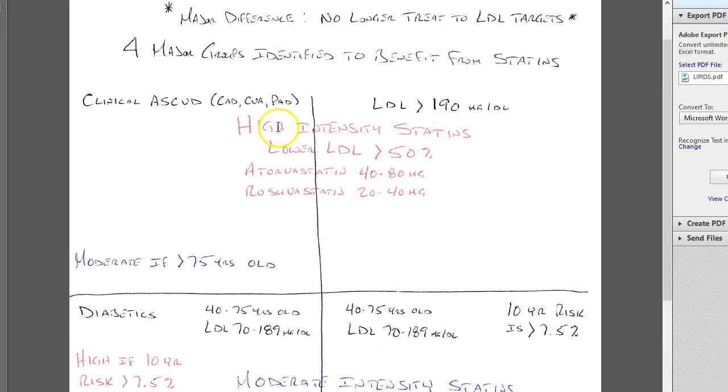So notice that you do not calculate for either of these 2 groups up here. There is no calculation of a 10-year risk score because, first off, in this group they already have ASCVD, so there's no need. And someone with an LDL greater than 190, they're probably going to have a score greater than 7.5. So that's why you don't need to calculate the scores in these 2 groups.